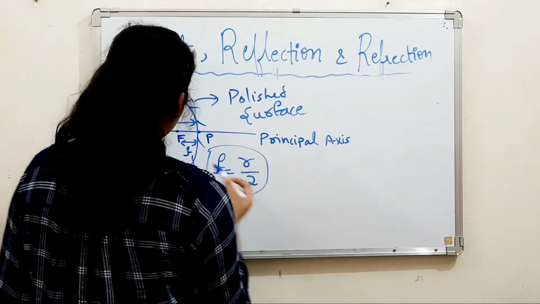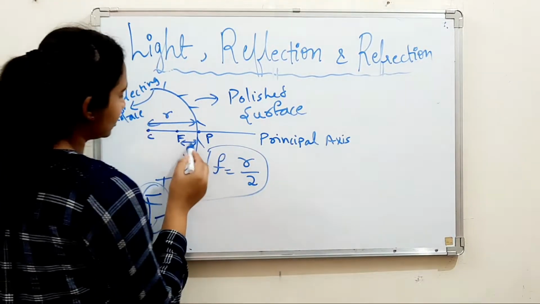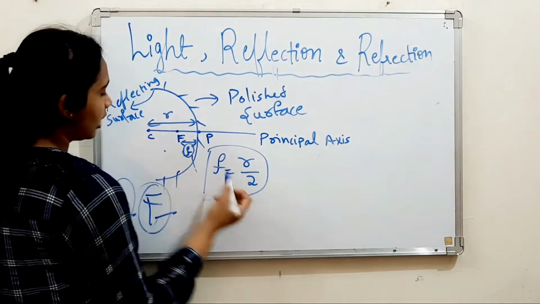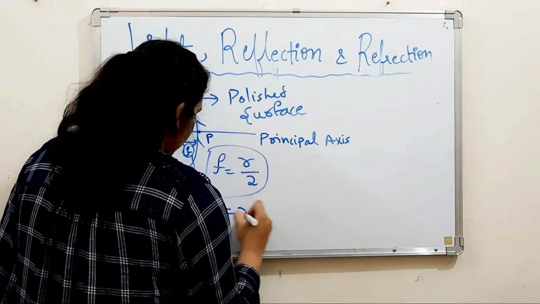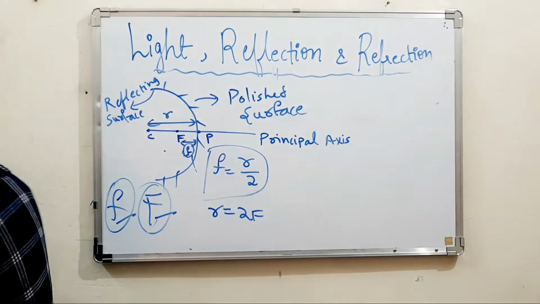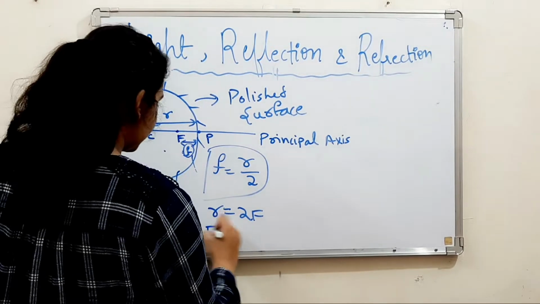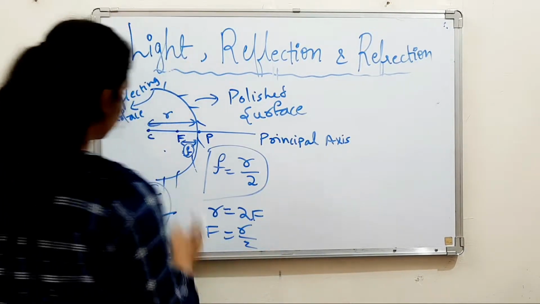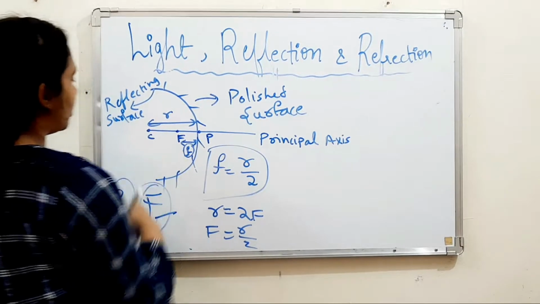क्योंकि F को अगर देखो तो F कितने पार्ट्स में डिवाइडेड है? अगर आप F को 2F = R, so F is equals to R by 2. So in this way we got F. F is nothing but focal length.